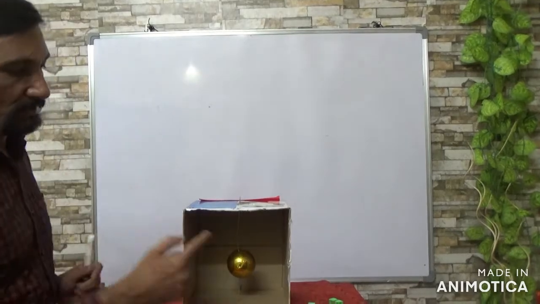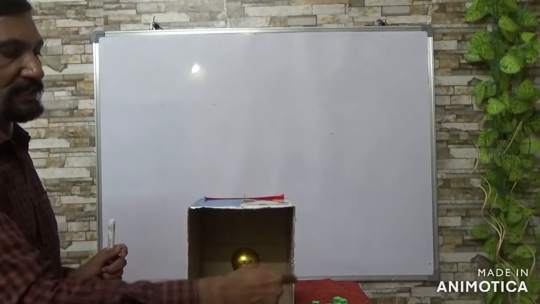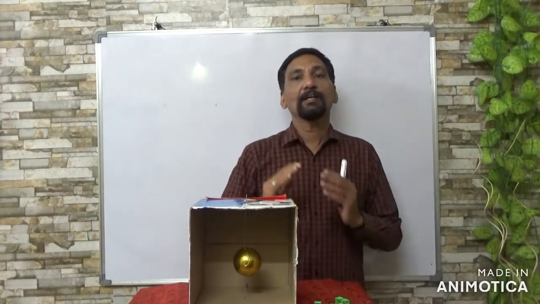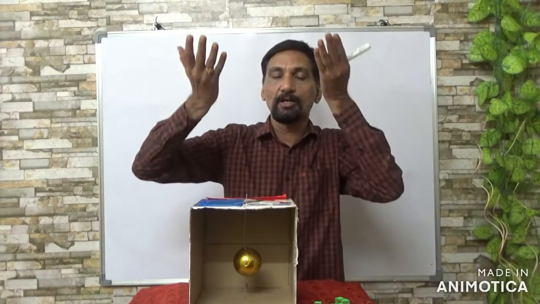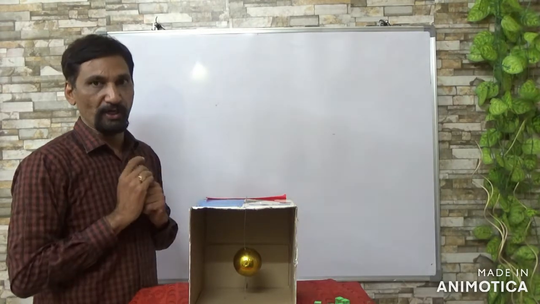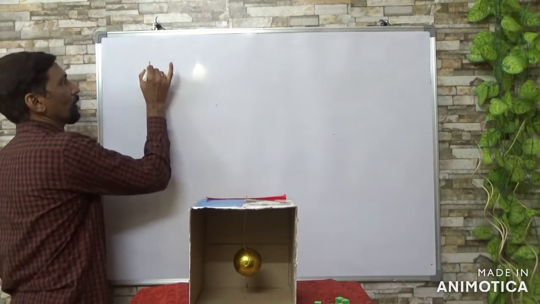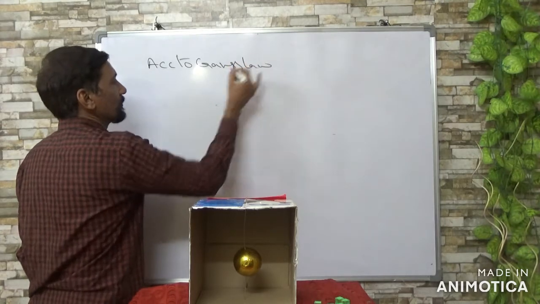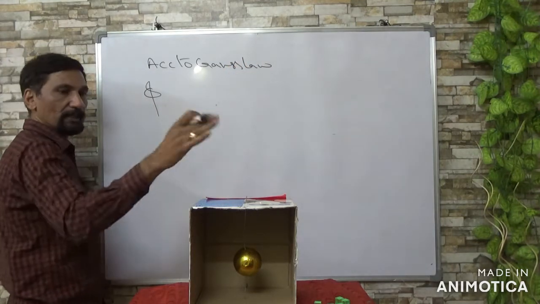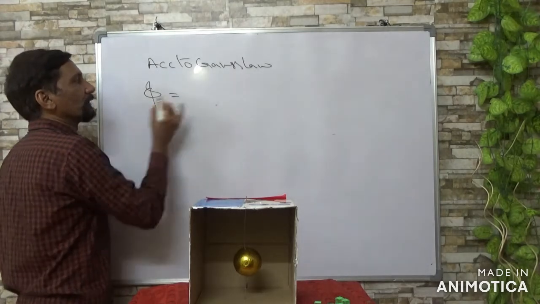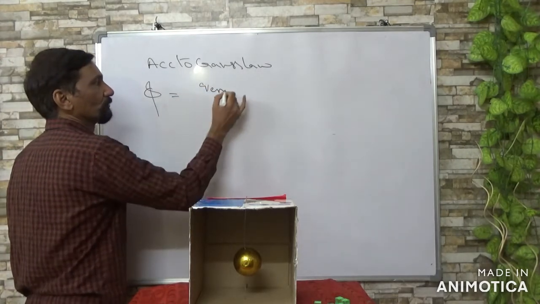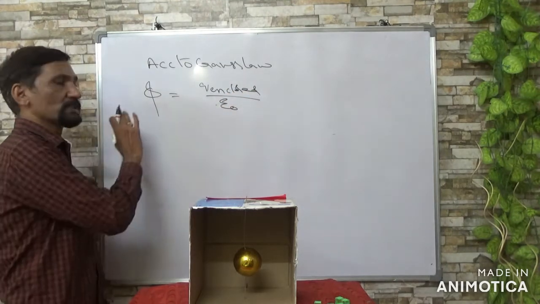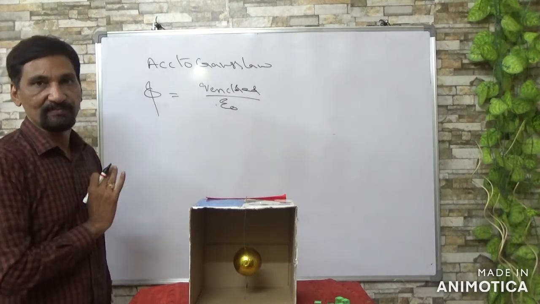Let us consider there is one charged body Q placed at the center of a cube. Suppose you are given a question: find the flux through each face of the cube. How? Very simple. According to Gauss law, total flux linked is equal to the charge enclosed by epsilon naught. So this is the total electric flux.